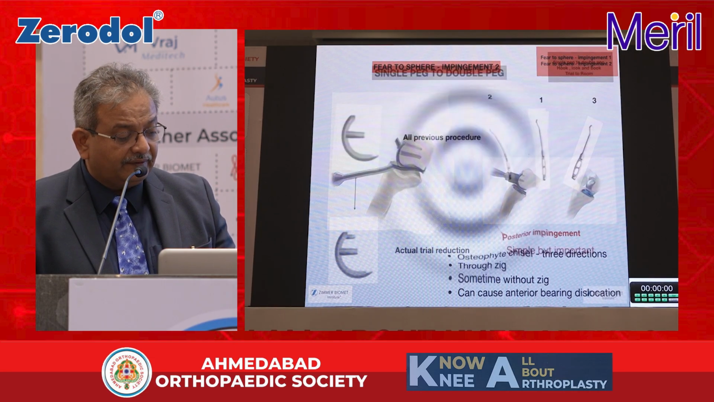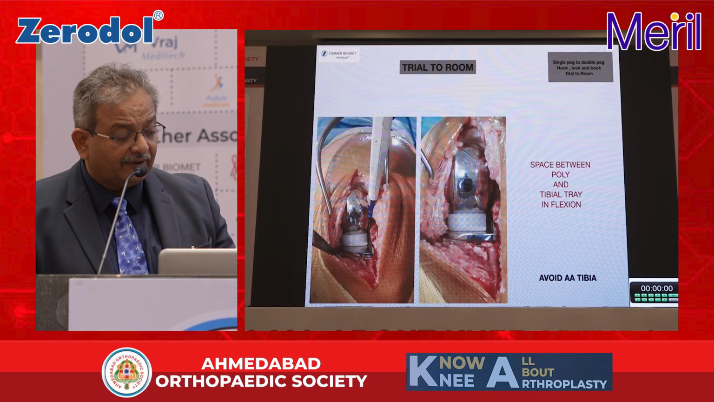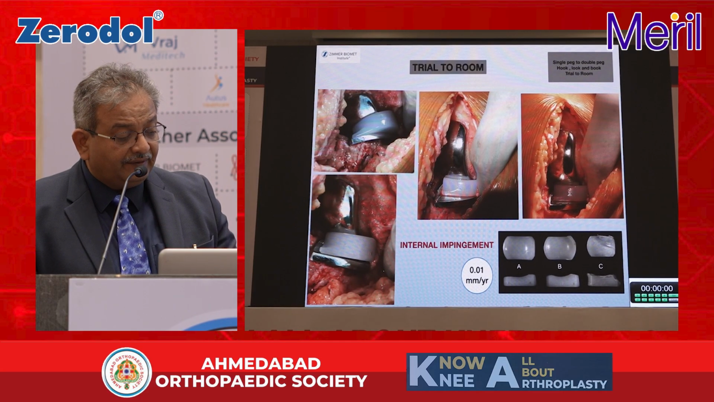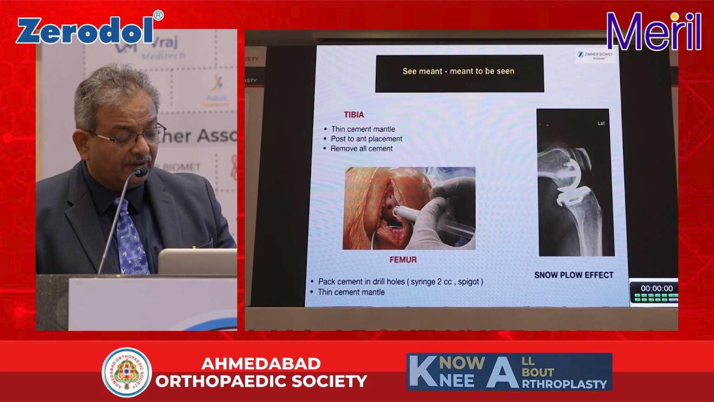Remove the osteophytes. Impingement is very important. Tibia is all about aligning the femur and the poly in the room. This is my own case, impingement, and you can see why the bearing can dislocate. If you make an error, then only it will dislocate.